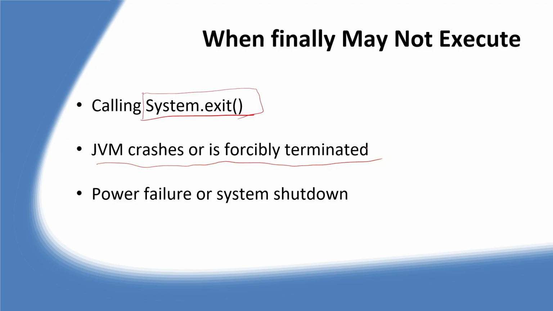Or you can say the JVM crashes or is forcibly terminated. If you are closing forcefully, then the finally block will not execute. Or maybe a power failure or system shutdown. In these cases, the finally block will not execute. So although the finally block executes in most situations, there are a few exceptions: if System.exit is called, the JVM crashes, the process is forcibly terminated, or the system loses power.